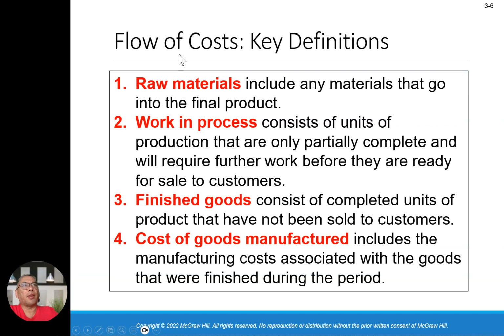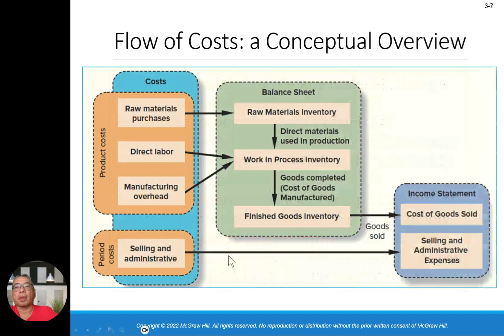What are the key divisions in the flow of cost? Number 1 is raw materials, which include any materials that go into the final product. Number 2, work in process, which consists of units of production that are only partially complete and will require further work before they are ready for sale to customers. Number 3, finished goods, which consists of completed units of product that have not been sold to customers. Number 4, cost of goods manufactured, which includes the manufacturing costs associated with the goods that were finished during the period.